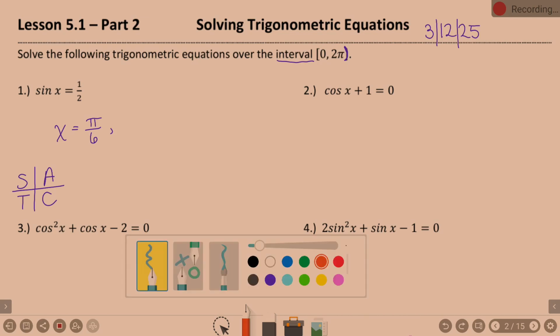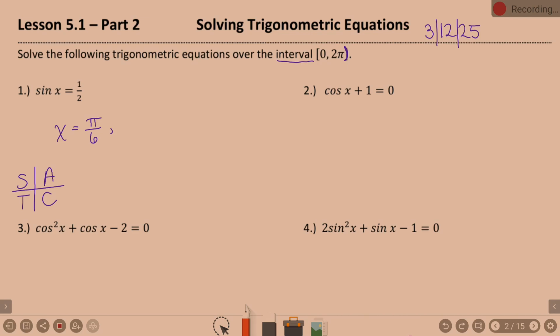Yeah, 5 pi over 6. Why 5 pi over 6? Because it's in the sine quadrant, the positive quadrant, and it's pi over 6 away from the x-axis. Yes, you're right, pi over 6 away from the x-axis.